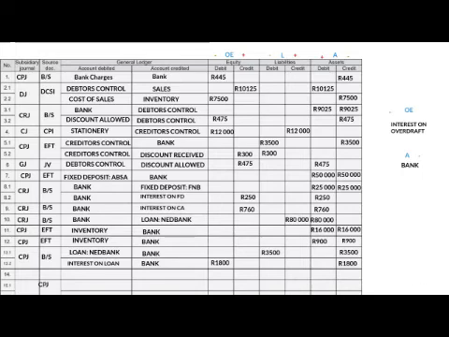The journal involved is CCJ because you are making a payment. It is directly from our bank statement. The account debited was interest on overdraft. The account credited is bank. Owner's equity will decrease by 1,300 Rand, and my bank account will decrease by 1,300 Rand.